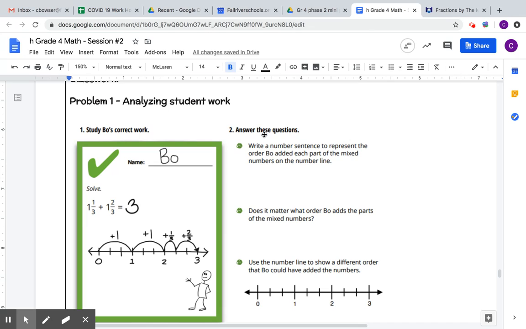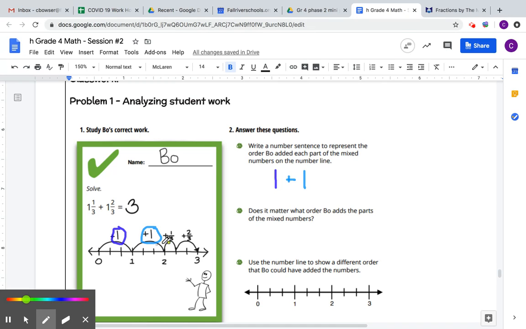So it says, answer these questions. Write a number sentence to represent the order Bo added each part of the mixed number on the number line. So let's look at his number line. He started at 0 and he added 1. So I'm going to represent that jump he did right here as 1. Then he added 1 again because he jumped from 1 to 2. So I'm going to circle this one in a different color, and I'm going to write my operation, which is 1, and write 1.